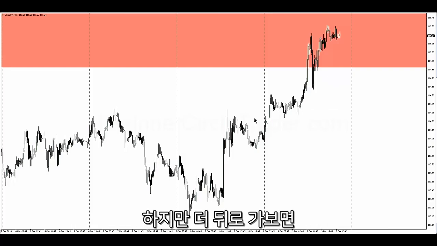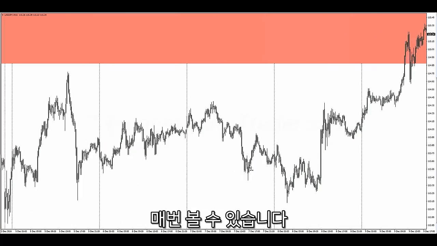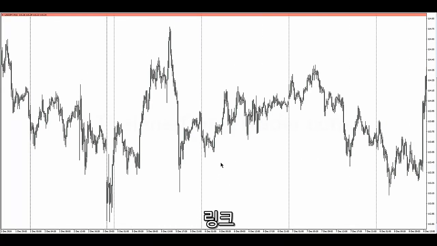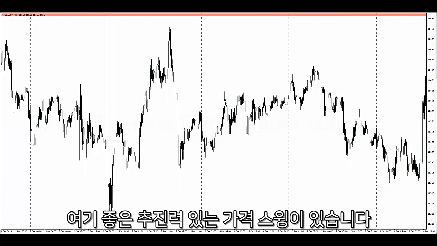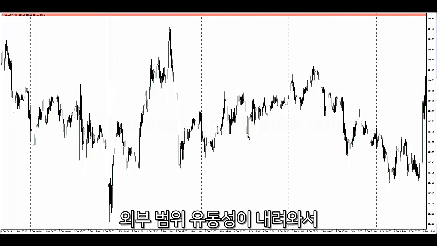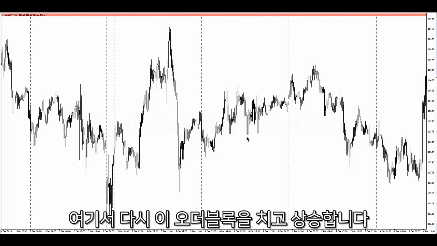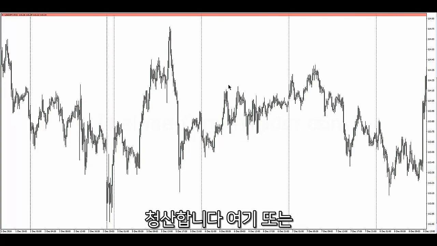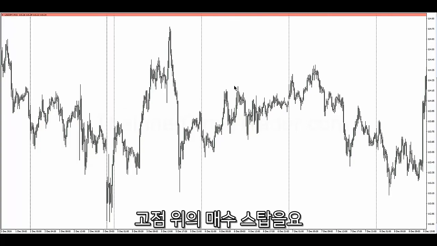But going back even further, you can see every single time the market creates a nice impulse price swing. We have a nice impulse price swing here. Comes back down. Bullish order block. External range liquidity. Comes down and hits this order block again here. Rallies through. Comes back, consolidation. And eventually presses through, clearing out the external range liquidity here, or the buy stops above the highs.